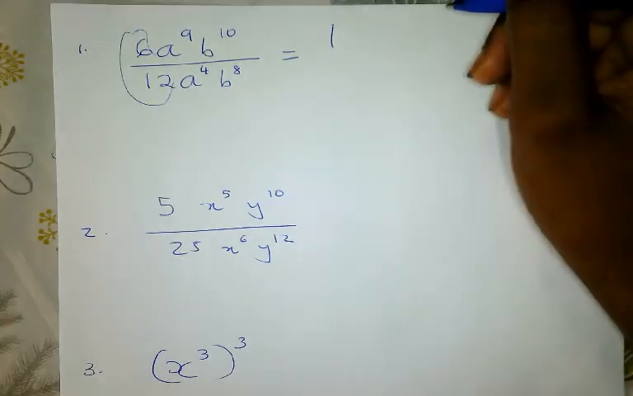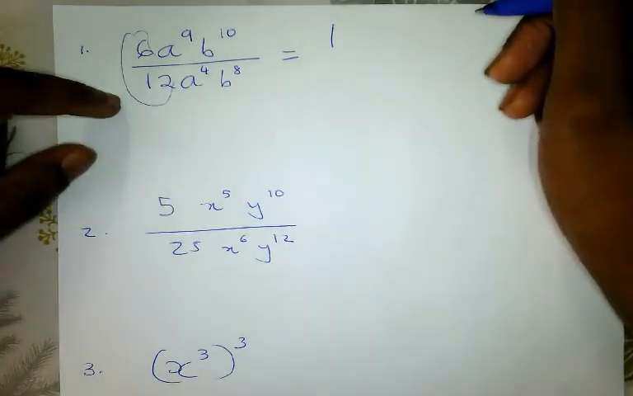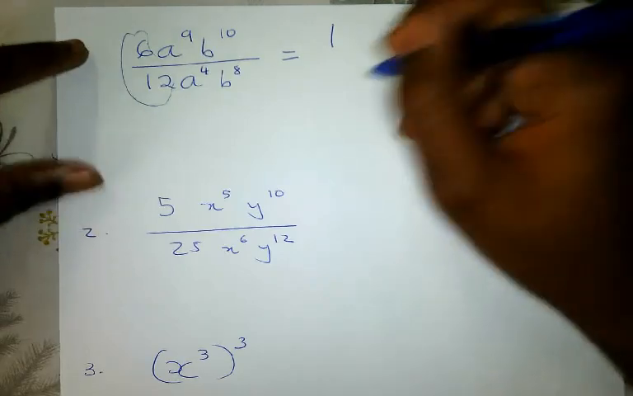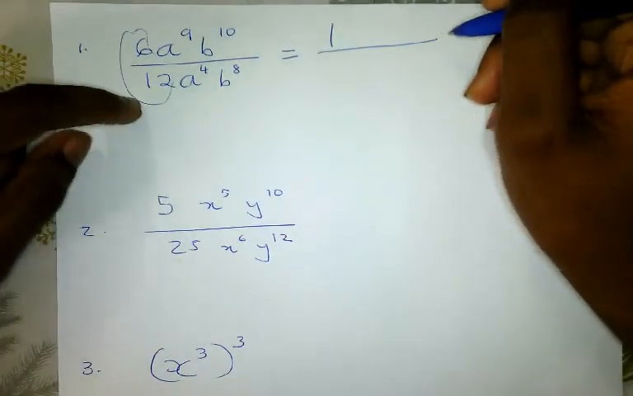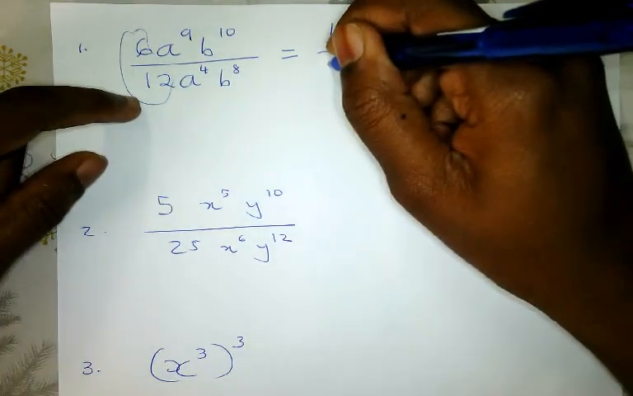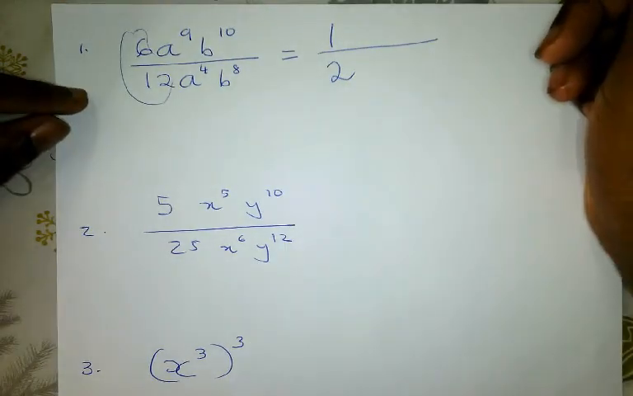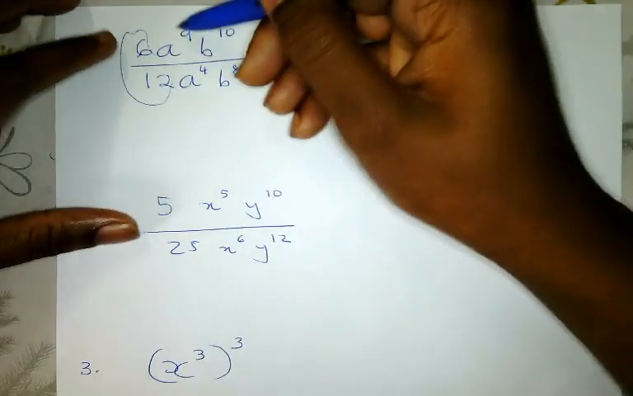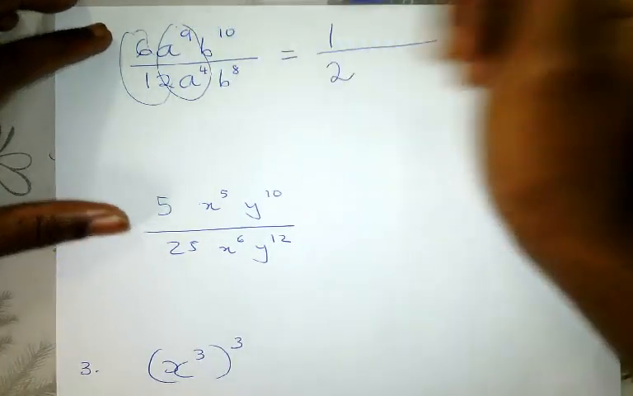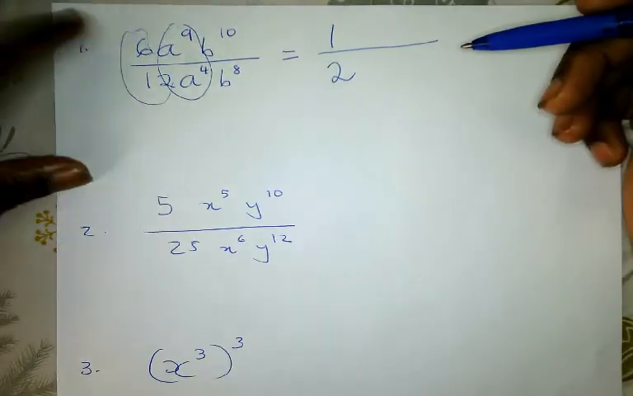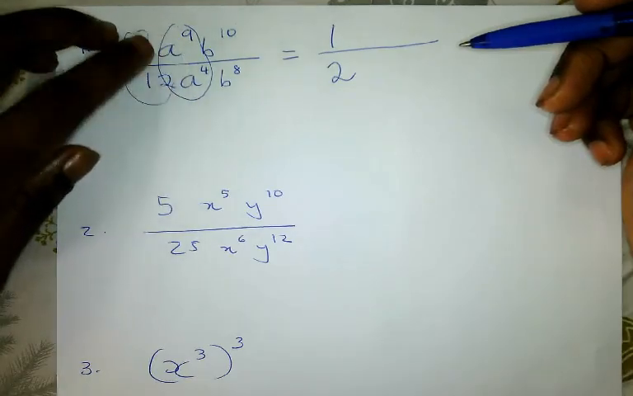It goes in once, right? And then 6 goes into 12 how many times? Twice. So we have 1 over 2. And then here, we're going to subtract the exponents. When dividing powers of the same base, we subtract the exponents. So 9 minus 4 becomes what?